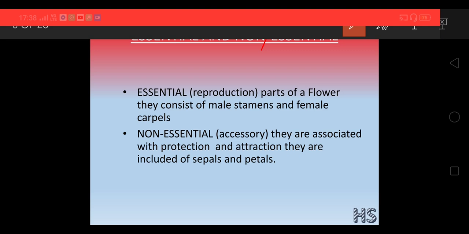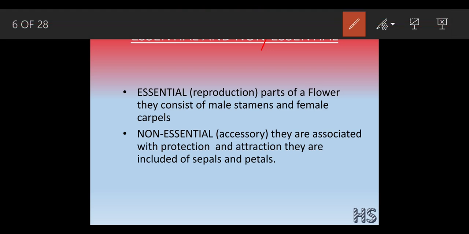See, this is essential. The essential parts of the flower are the stamens, that is the male part, and the carpel, that is the female part. Why are stamens and carpels considered to be the essential parts? Because they deal with the reproduction of the flower. Okay, they carry their generation from one generation to the other. So that is why androecium and gynoecium are considered to be the essential parts of the flower, because they are the parts which are going to carry the generation of the flowers ahead.